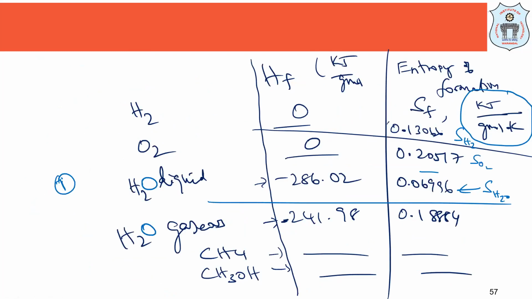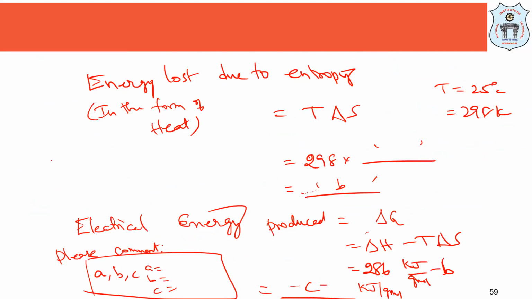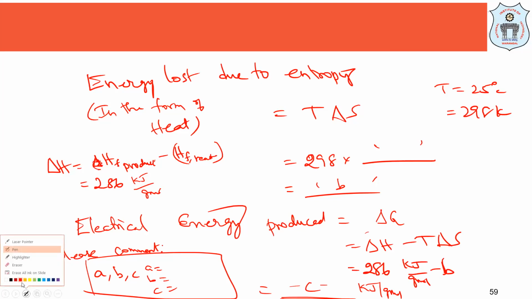Where I have taken that value of 286 is the same. If you ask me how I got the delta H value, delta H is equal to the heat of formation of products minus the heat of formation of reactants. So in our case, both reactants are pure elements, so the heat of formation of a pure element is zero, and we get this as 286. Okay, so that's what we are substituting here.